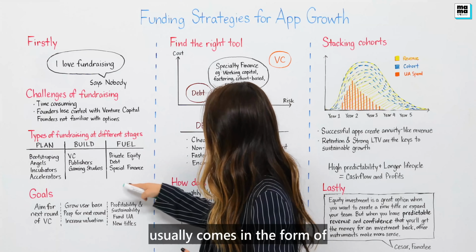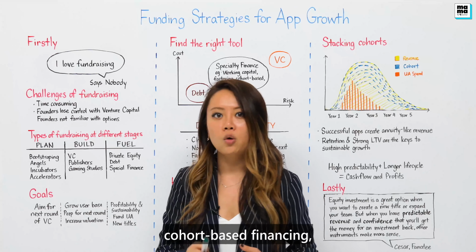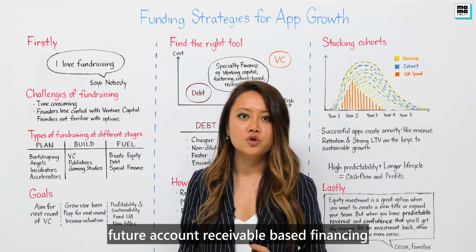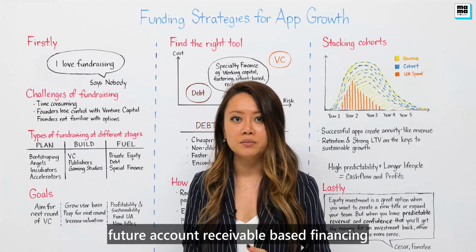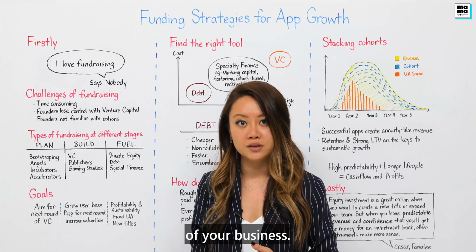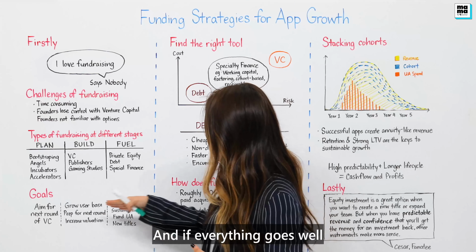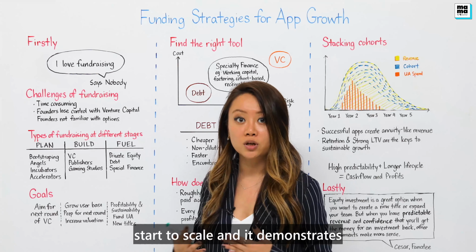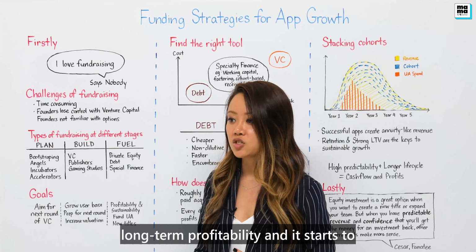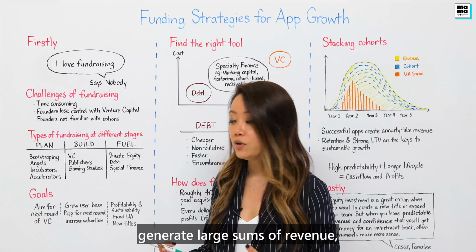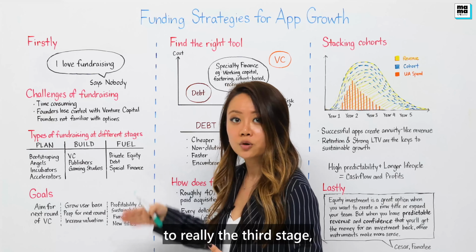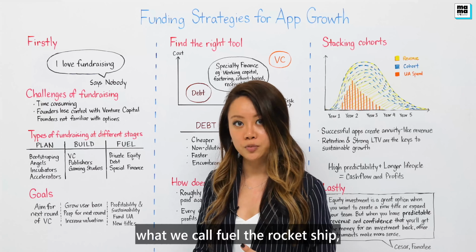Specialty financing usually comes in the form of cohort-based financing, performance-based financing, or future accounts receivable-based financing, based on the actual performance of your business. And if everything goes well, and your business really starts to scale, demonstrate long-term profitability and generate large sums of revenue, you move on to the third stage, what we call fuel the rocket ship.